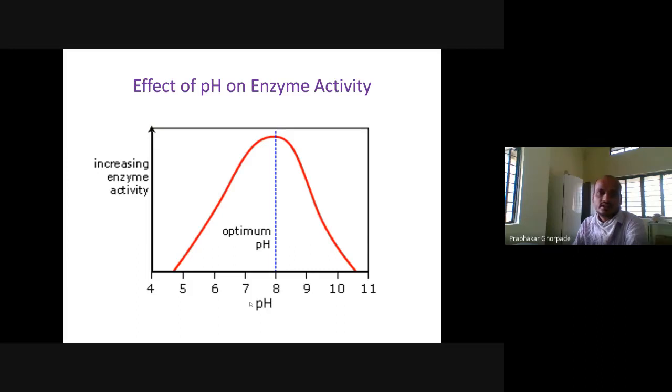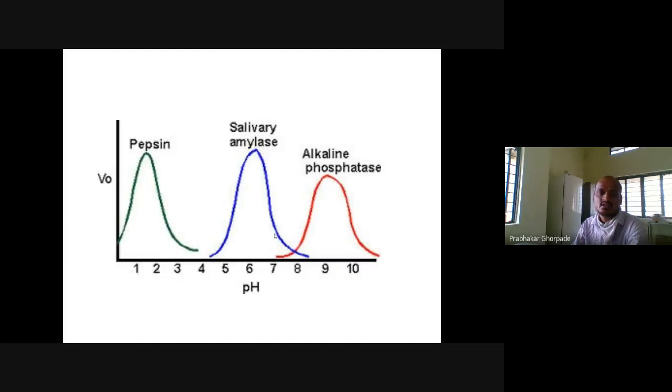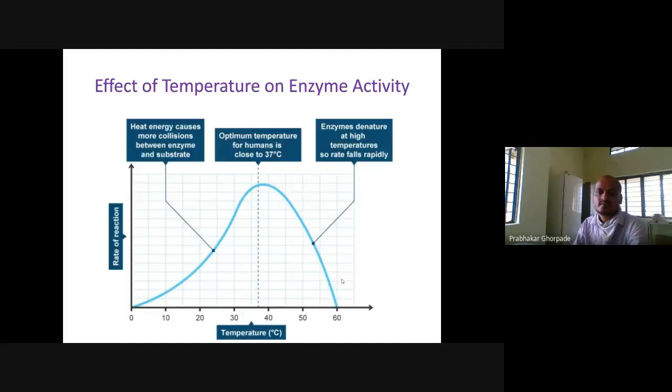Again, there is an effect of pH on enzyme activity. A particular enzyme will have higher activity at a particular pH. So at pH 8, this enzyme activity is higher. We call it the optimal pH. Each enzyme can have a different optimal pH. Pepsin has it at around 1.2, salivary amylase has optimal pH at 6, and alkaline phosphatase has optimal pH at 7.